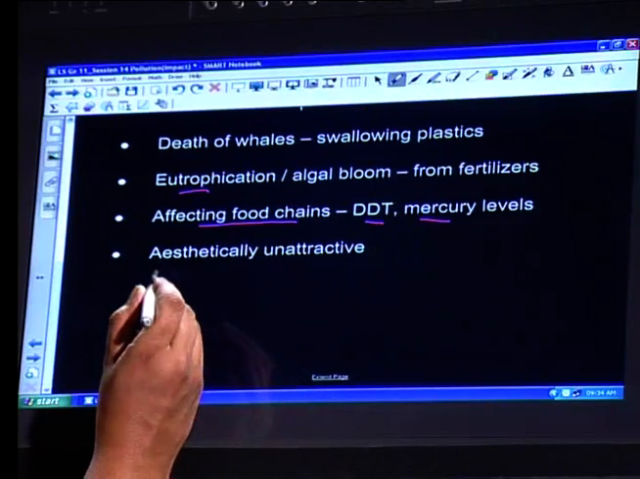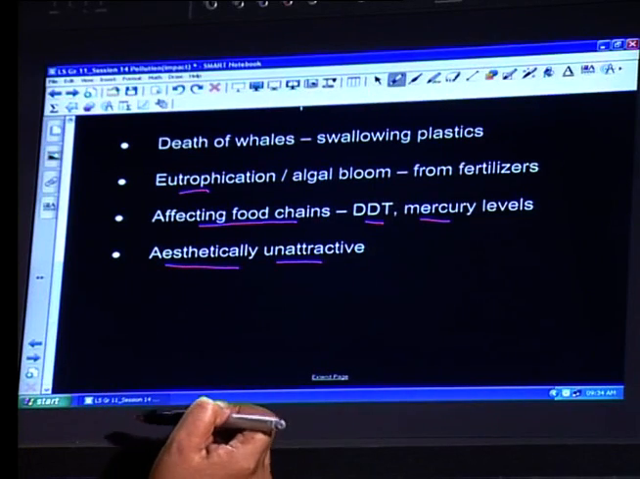Right, aesthetically unattractive. Aesthetically unattractive means that the beauty of that environment, of that aquatic ecosystem, is destroyed. It's no more beautiful. Nobody feels like putting their feet in and just playing around in the water. It's green with algae, there's dead fish flowing, there's a bad odor or smell that comes from the water that is polluted, and it's all because of man's activities. Right, I'm going to revise one more time, and then I'm going to explain a little bit more about eutrophication.